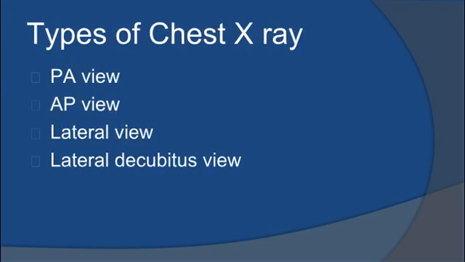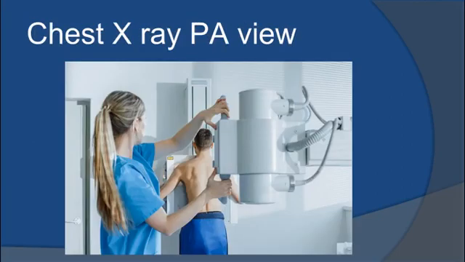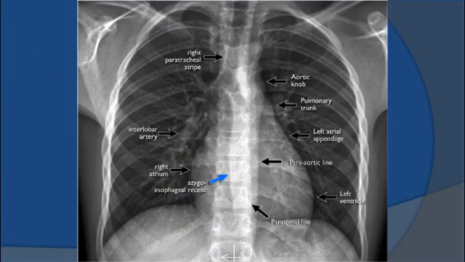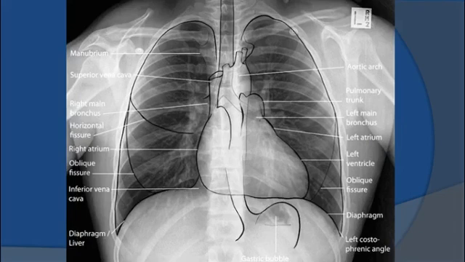Chest X-ray can either be posterior-anterior view, anterior-posterior view, lateral view or lateral decubitus view. This image shows how chest X-ray PA view is taken. These are the common features that can be seen in a chest X-ray PA view. Kindly note that the left atrium and the right ventricle are not visible in a normal chest X-ray PA view. This image shows the approximate delineation of various thoracic structures seen in chest X-ray PA view.